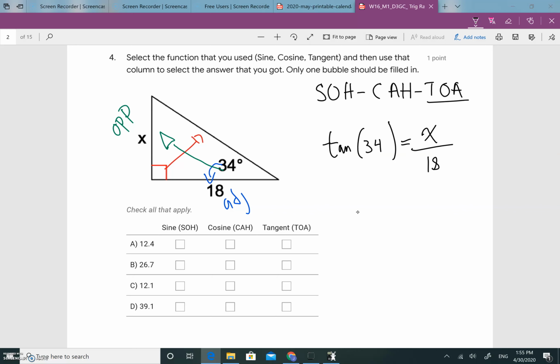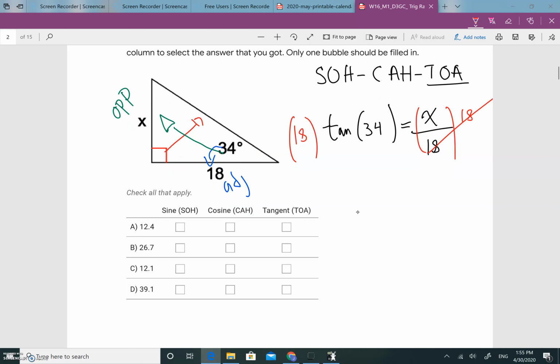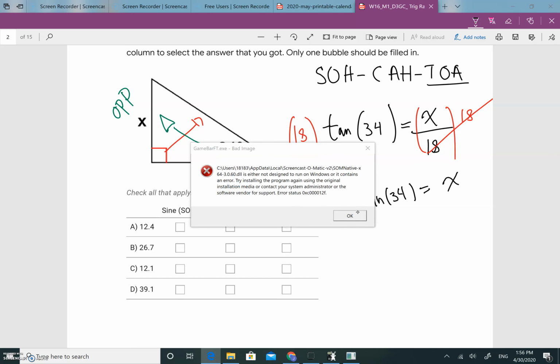And then from here, you have to solve it. How would you solve this? What would you do to both sides? You multiply by 18 on both sides because you want to get rid of the number underneath the x. Remember, our goal is to have x by itself. Whatever you do to one side, you have to do to the other side. These two cancel out. This is going to give me 18 times tangent of 34 is equal to x. And this is going to give me my answer.